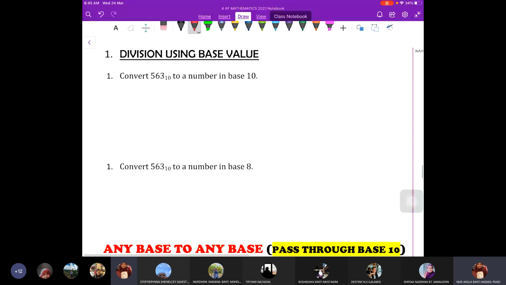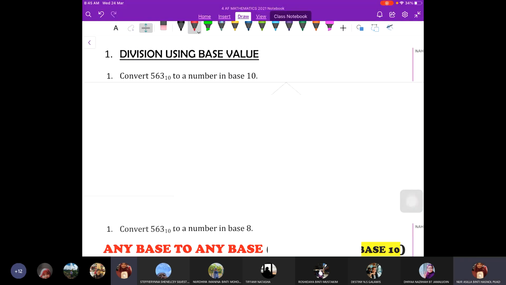Kita using base value. So this is my favorite method sebab dia senang. Okay, so method dia macam ni. Method dia, kita gunakan tangga macam kita punya LCM, lowest common multiple, ataupun HCF, highest common factor. Okay, so kita ambil ni 563 base 10. Kita tulis 563.